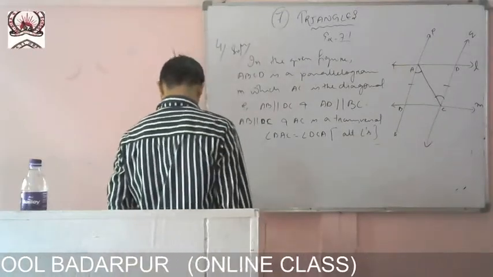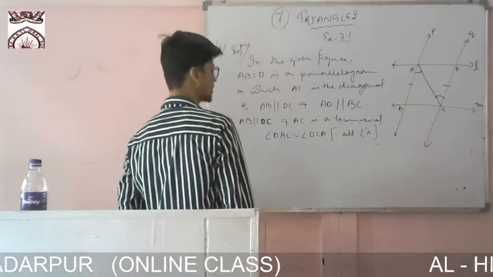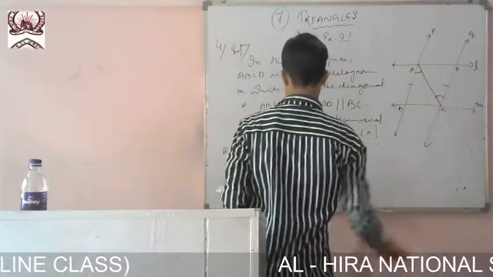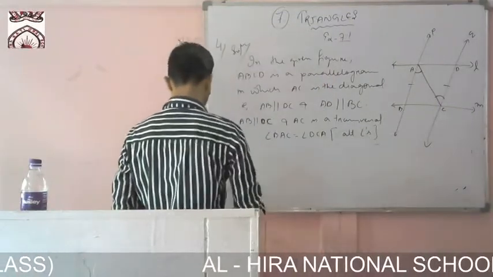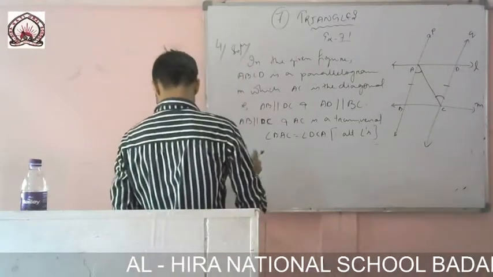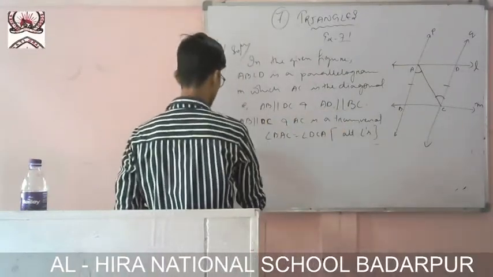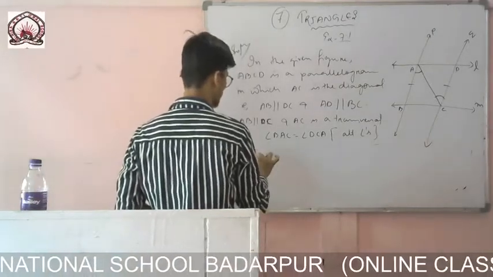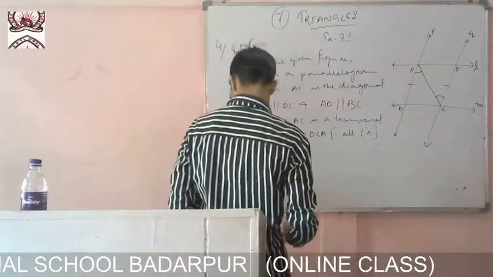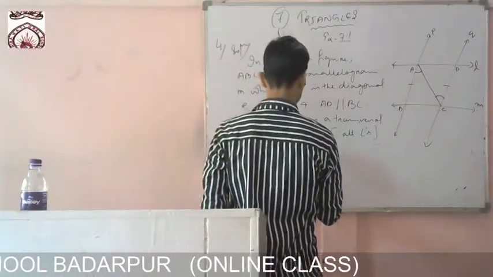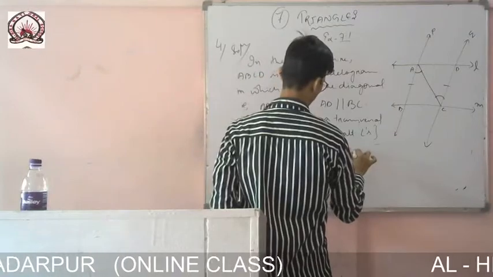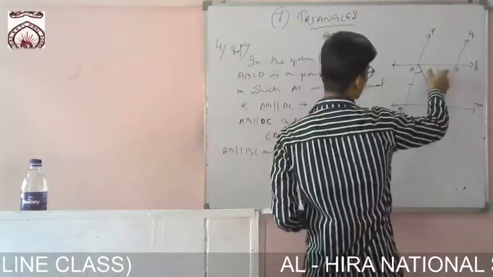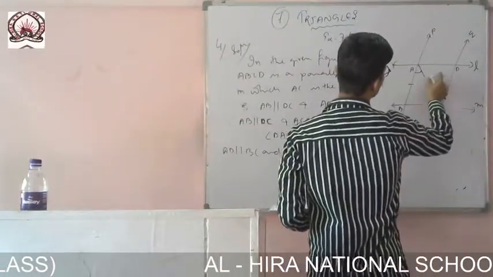Also, the question is to show that these two triangles ABC and CAD are equal. So I will try to relate them. Now another one I can take: AD is parallel to BC, and AC is the transversal.